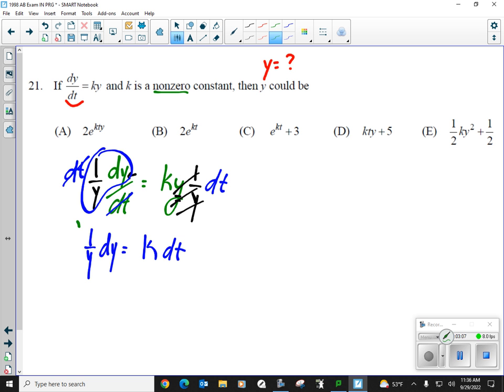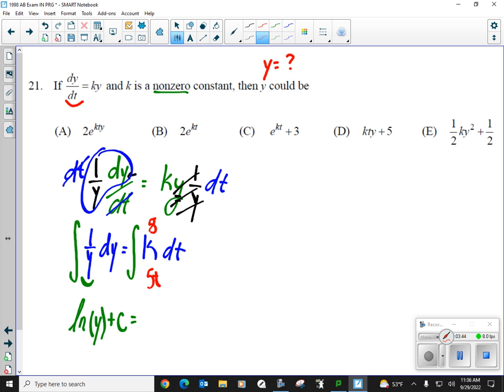So when I integrate this side, what do I take the derivative of to get 1 over y? How about the ln of y? But guess what? There are no bounds. Plus some constant c. Now the integration of k. K is a constant. Let's say k was 5. What do I take the derivative of that would give me 5? Well, 5t. I don't know if it's 5.